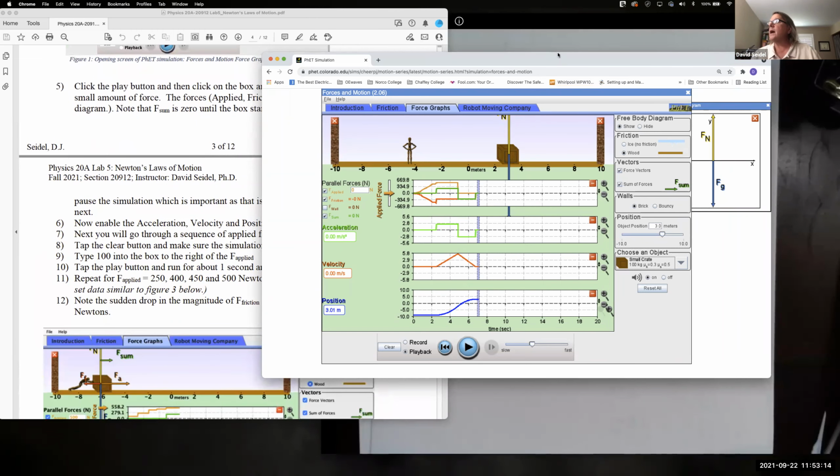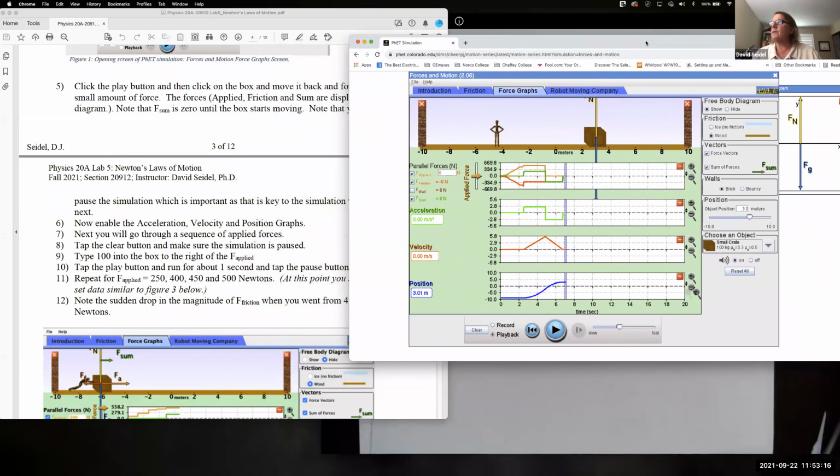Now, we can type values into the force graph. So we're going to clear all this. We're going to put 100 into the force applied, tap the play button, and run for about a second. Then you're just going to tap 250 in. We'll run for about another second. It can be a little bit longer, nothing special about this. I'm going to tap 400 in.